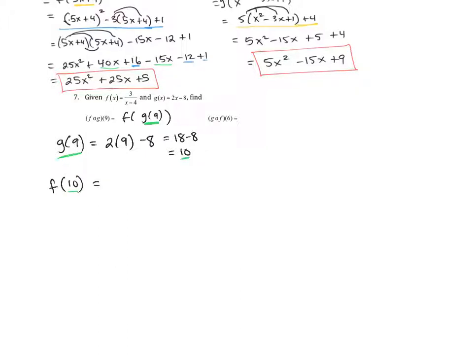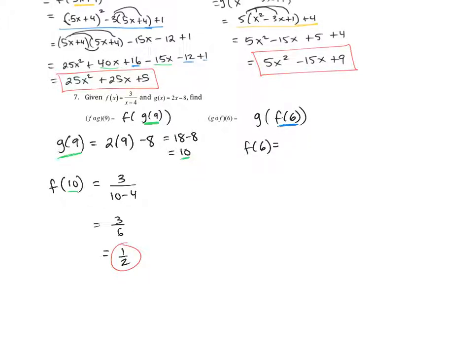Okay, so here we go. f of x takes 3 divided by x, which I'm replacing with 10, minus 4. So that'd be 3 over 6, which is 1/2, and that's done. And I've got one more, g of f of 6. Okay, so first let's figure out our f of 6.